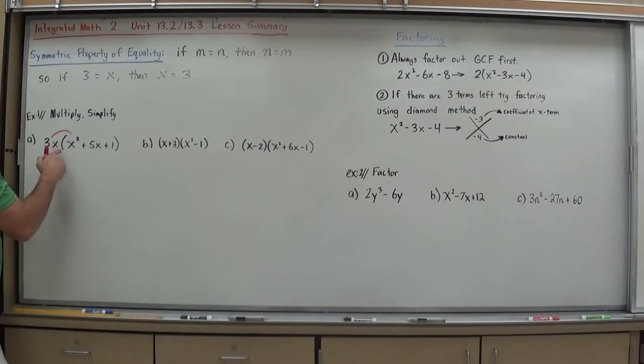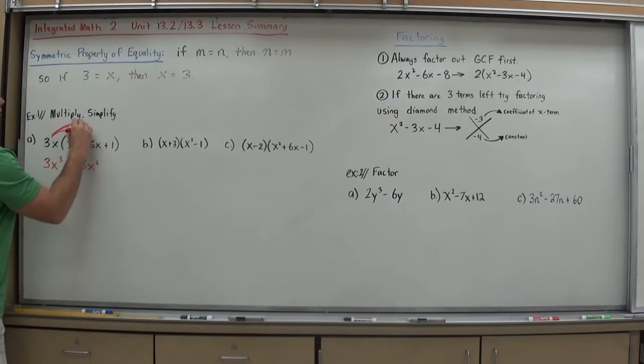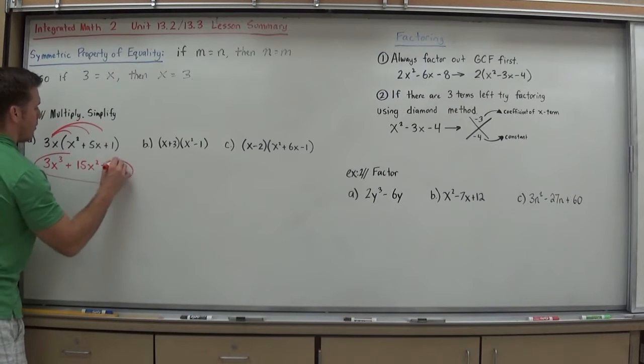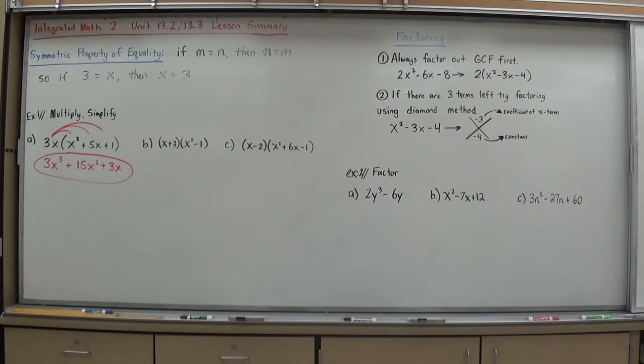3x times x squared is 3, and I get multiplied by the number in front of x squared, which is just 1. So 3, x times x squared is x cubed. Now I take the 3x times 5x. 3 times 5 is both positive, so plus. 3 times 5 is 15. x times x is x squared. And 3x times 1: 3 times 1 is positive, so it's positive. 3x times 1 is just 3x. And I've now multiplied that out.